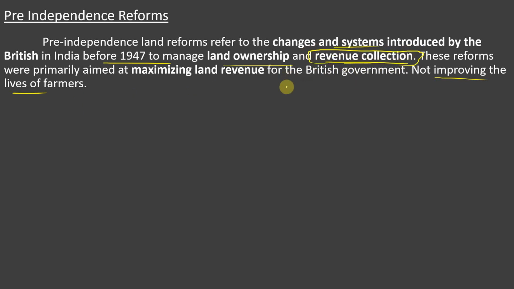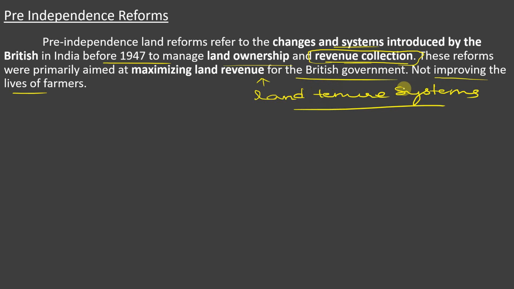For this purpose, they created various land tenure systems. These land tenure systems helped in maximizing the land revenue for the British government. So, they exploited the farmers by creating various tenure systems and imposing high revenues on them.